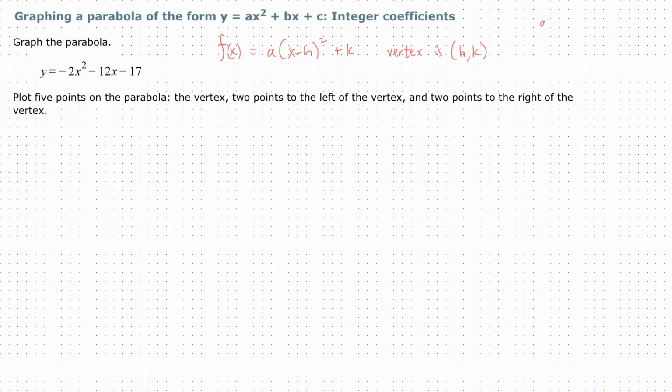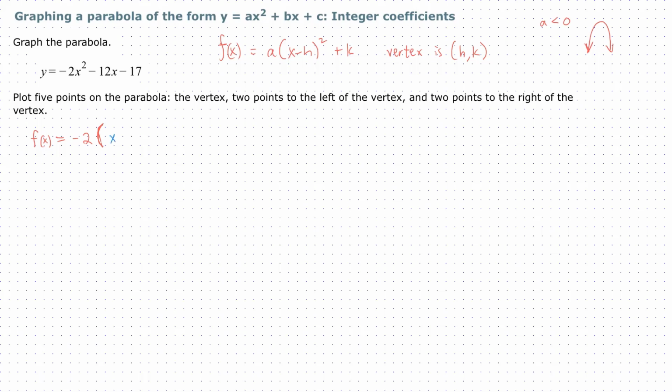Now if a is negative, it turns out the parabola is actually opening down. So why don't we put our parabola in this form? So let's replace y with f of x. And then we're going to go ahead and complete the square. So I want to factor out a negative 2. And let's see what's left.